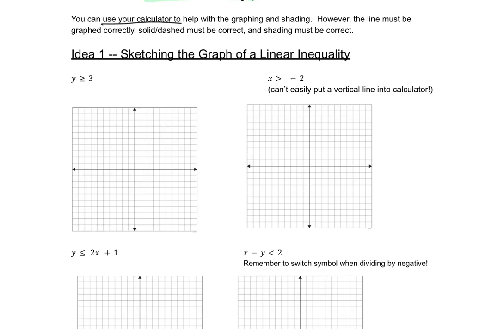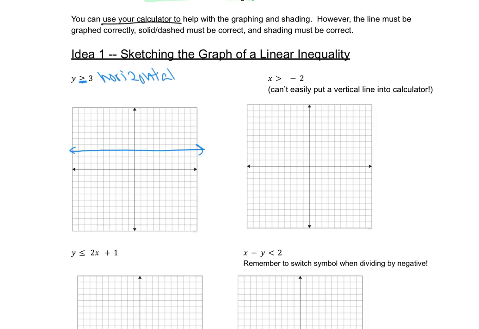So our first one here is y is greater than or equal to 3. Y is greater than or equal to 3 is a horizontal line at 3. Since it's or equal to, that horizontal line is going to be a solid line. So we're going to draw a solid line, like so. And then we need to figure out where we're going to shade it. And it is greater than or equal to.